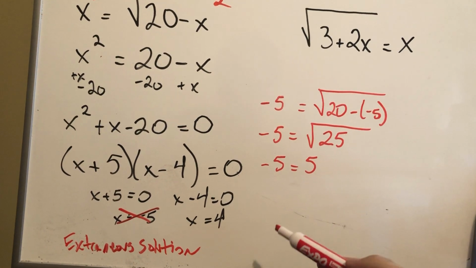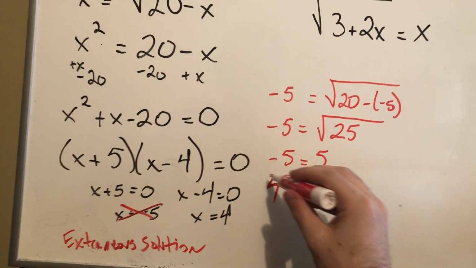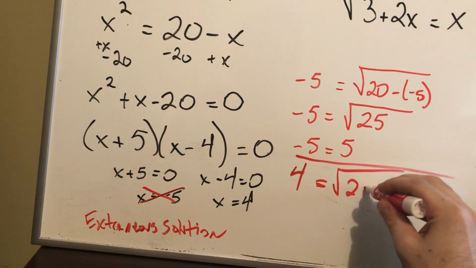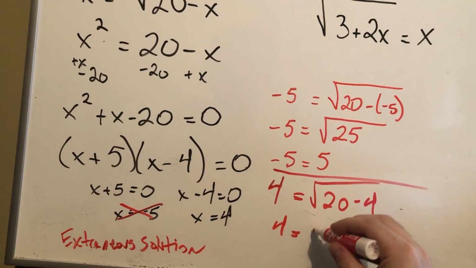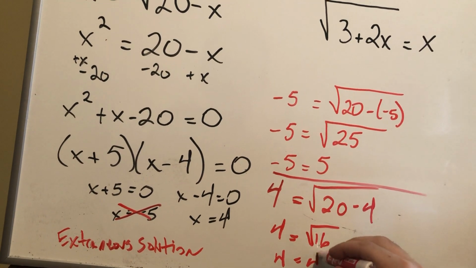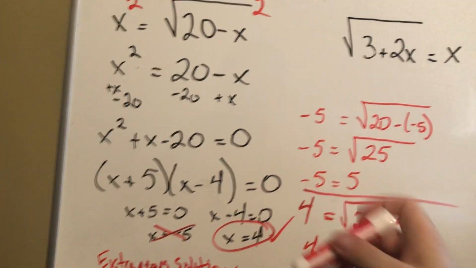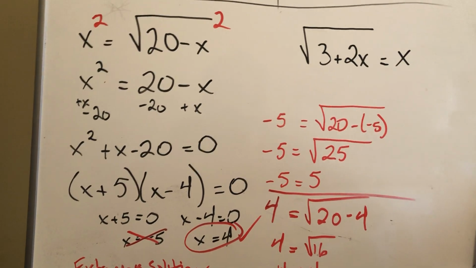But 4, we need to check that one as well. So if I plugged that one in, I'd get 4 equals square root 20 minus 4. This one looks good. So that's true. So the only answer to this example right here is going to be positive 4.